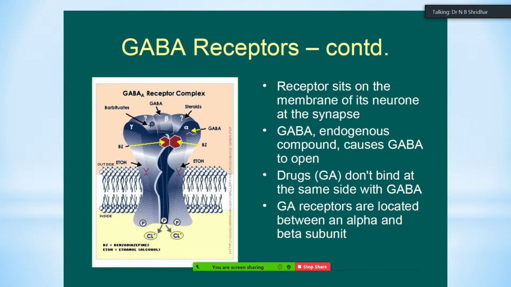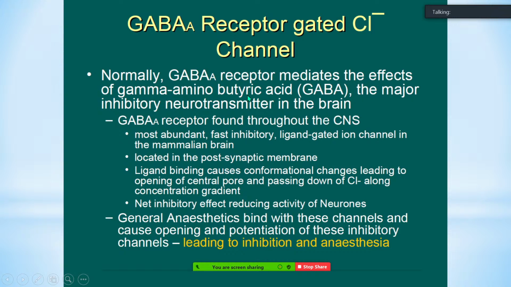Here you can see the GABA receptors. They are going to bind with the barbiturates at a specific site, whereas the steroid type of anesthetics bind elsewhere, and the GABA binds with the alpha, beta and gamma subtypes. Then ethanol acts on the base of this GABA receptor complex.